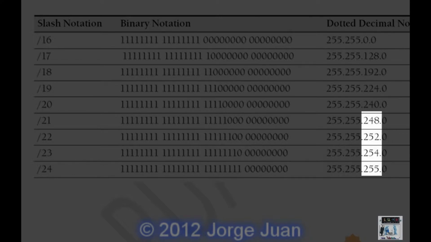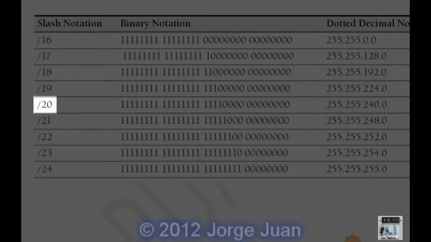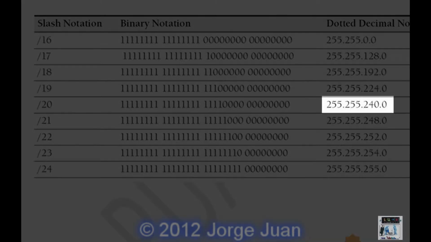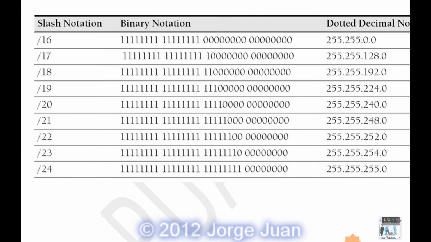And you should know the conversion just by looking at the numbers. So if you see /24, you should know that that's a 255, 255, 255 number. If you see a /20, you should also know that that's a 255, 255.240 number. Rarely you will see it in binary notation, but you should know that as well.